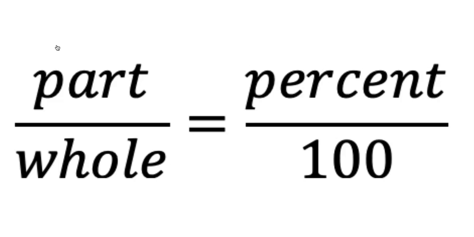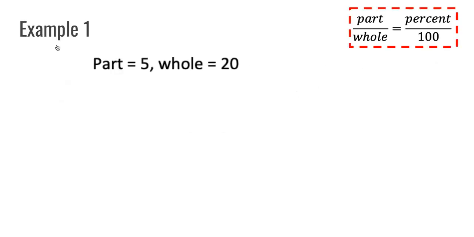Now, we've been solving so many different things using cross multiplying. As long as you know how to set this up, you will be able to solve for the unknown. So just this piece right here, part over whole equals percent out of 100. That's the proportion that we will be using in this 4.1 section, okay?